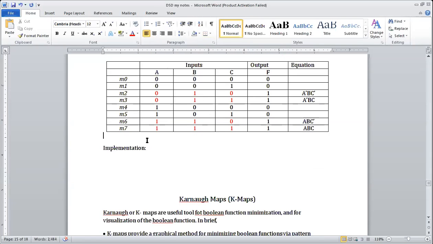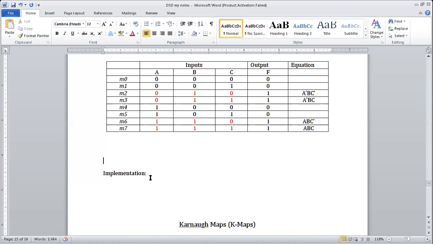Okay. Now, before going to implement, what I have to write? I have to write the SOP form of this. What is the SOP form of this function? F of A B C equal to, what is the SOP form? A bar B C bar plus A bar B C, plus A B C bar, plus A B C.